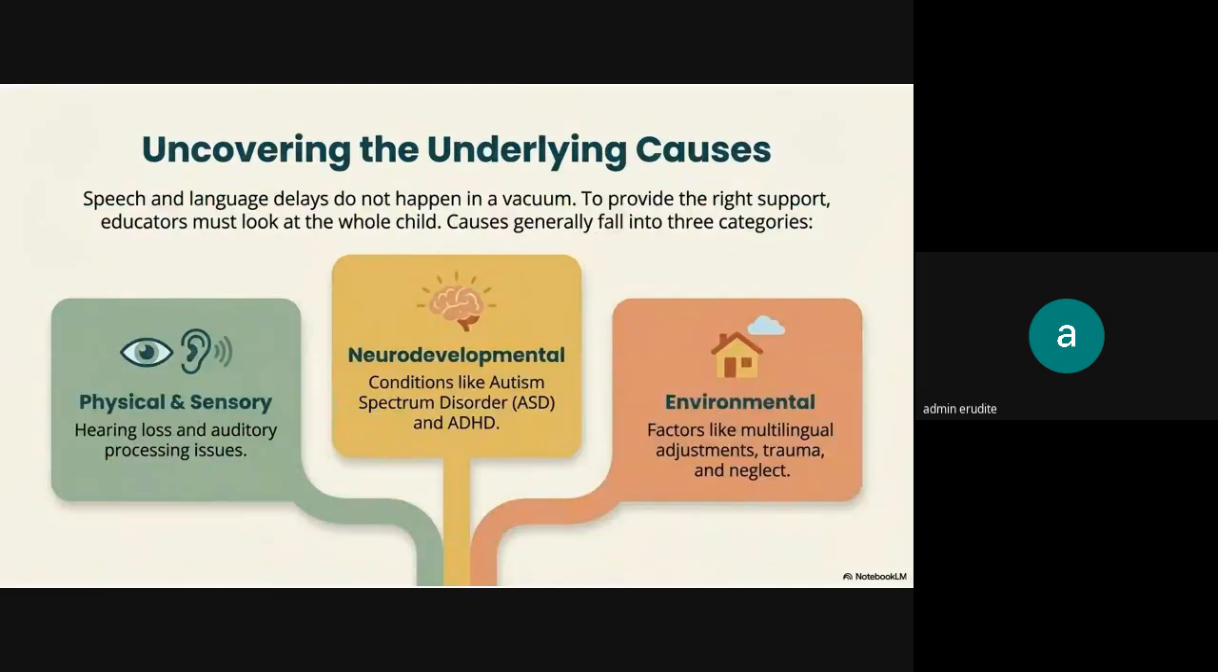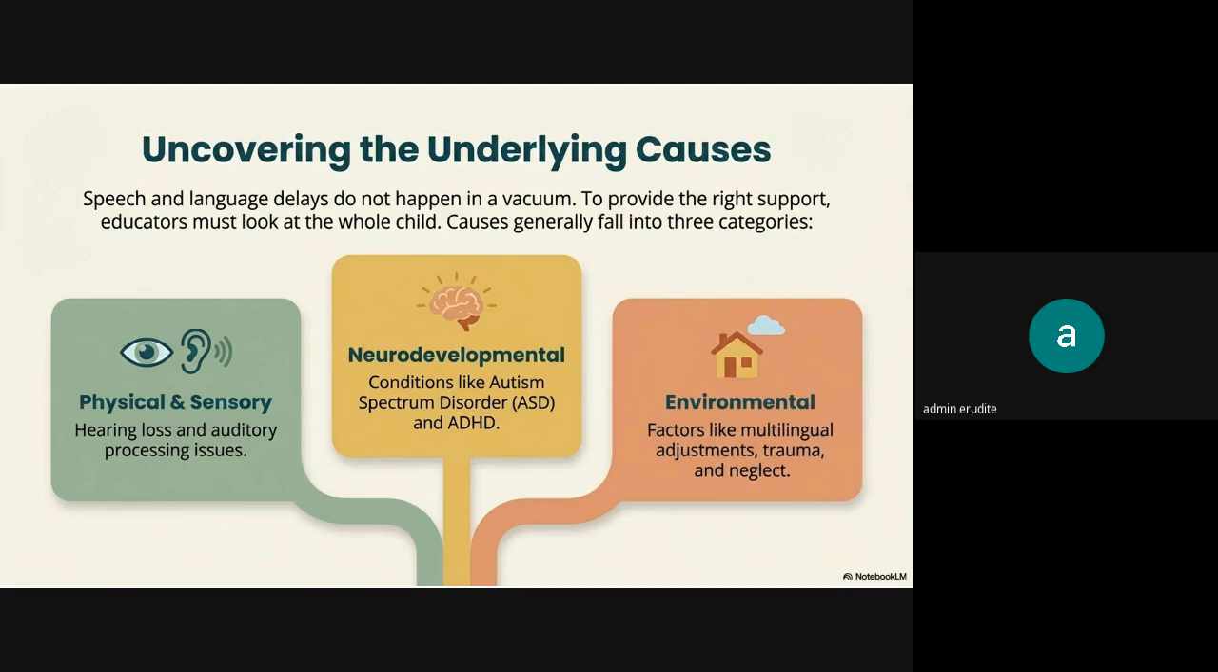Right. So we are moving on to uncovering the underlying causes. To support a child struggling with language, we need to understand the following three categories. It's physical and sensory. So with physical and sensory, it might be hearing loss or auditory problems, or it can be a neurodevelopmental problem, that is conditions like dyslexia, ADHD, autism, ADD, and so on. We will be looking at this over a couple of weeks. So I'm not going in depth on that today.